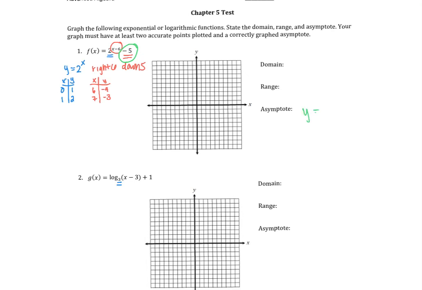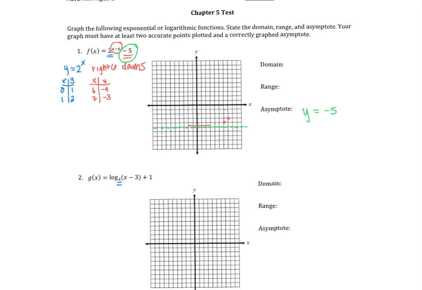So that's going to be y equals 0, not 0. It is going to be y equals -5. So I'm going to plot that first. 1, 2, 3, 4, 5. And I draw a dotted line here for the asymptote. And I'm going to plot the new function, 6, -4. 1, 2, 3, 4. And 7, -3.